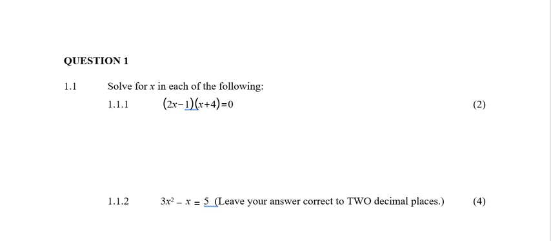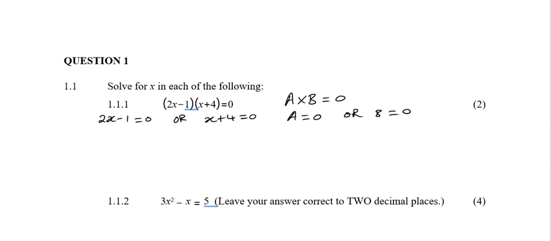So this problem is copied from grade 9 work, whereby a product of a multiplied by b is equal to 0, which means a is equal to 0 or b is equal to 0. So in this case, 2x minus 1 must be equal to 0 or x plus 4 must be equal to 0.